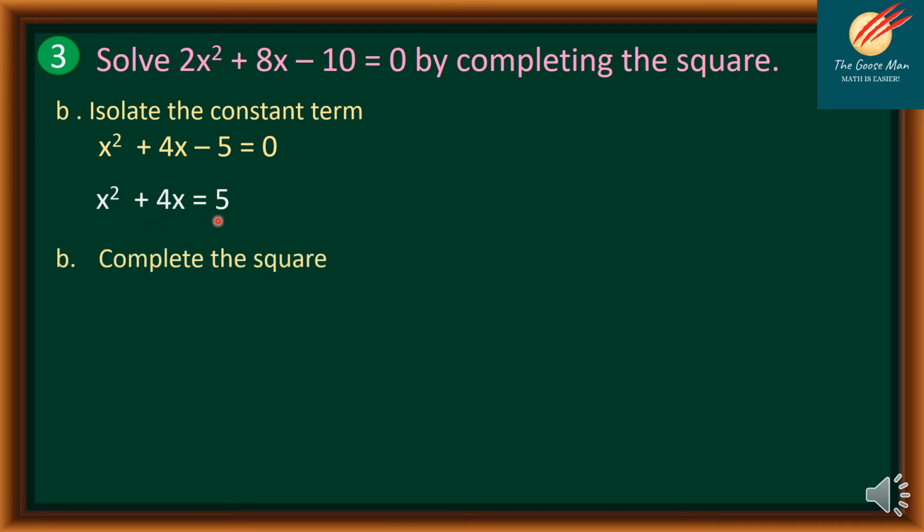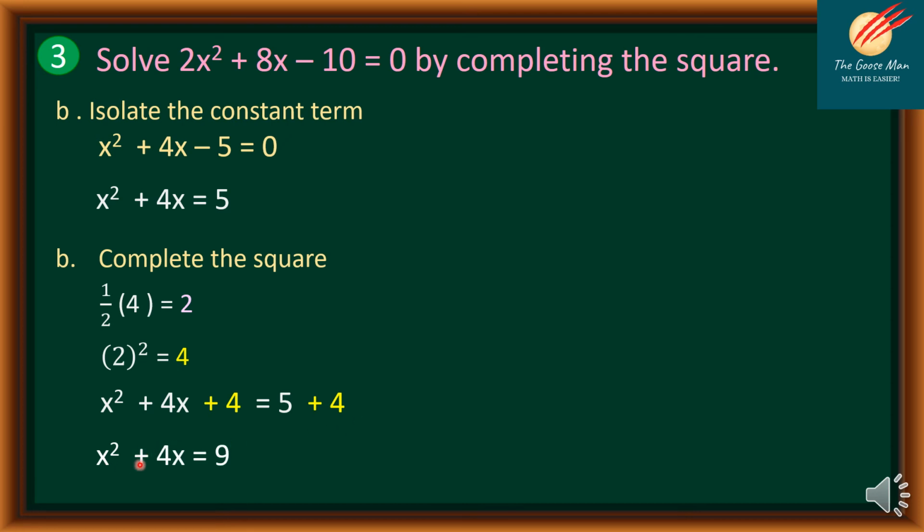Next, complete the square. So take note that we will get the numerical coefficient of 4x. So that is equal to 4. Get 1 half of it. So that is why we have 1 half times 4 is equal to 2. Then after that, square it. So we have 2 squared is equal to 4. Now we will add this 4 to both sides of this equation. So we have here x squared plus 4x plus 4 is equal to 5 plus 4. So it will result to x squared plus 4x plus 4 is equal to 9.